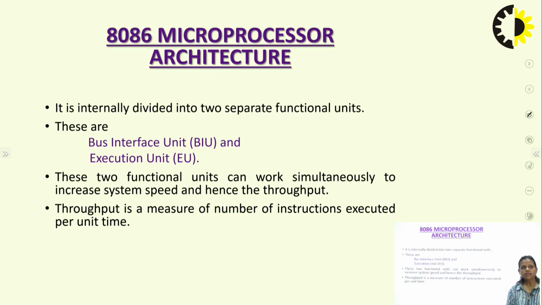Now coming to the architecture of the microprocessor, it is internally divided into 2 separate functional units, and these 2 units are the bus interface unit and the execution unit. In short, the bus interface unit is BIU and the execution unit is written as EU. These 2 functional units can work simultaneously to increase system speed and hence the throughput. What is throughput? Throughput is a measure of the number of instructions executed per unit time. So it also increases the throughput.